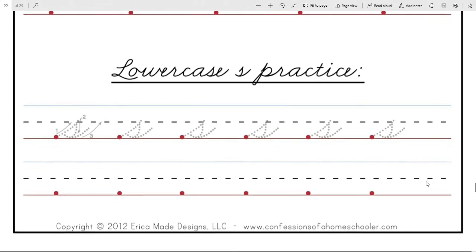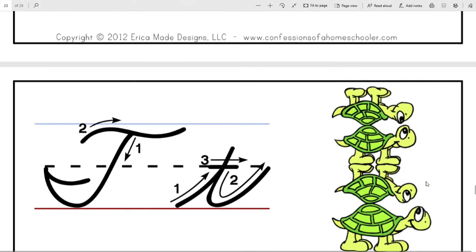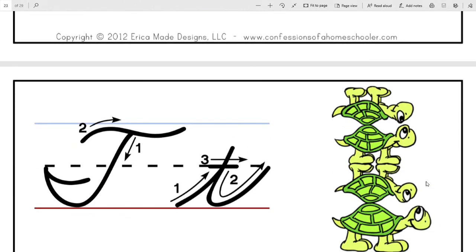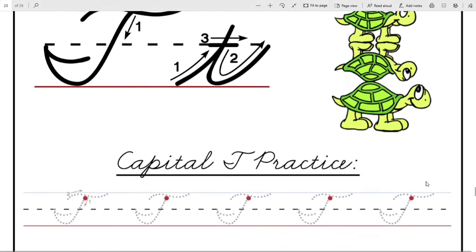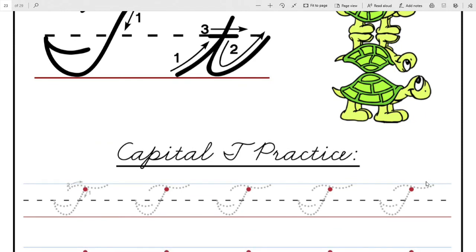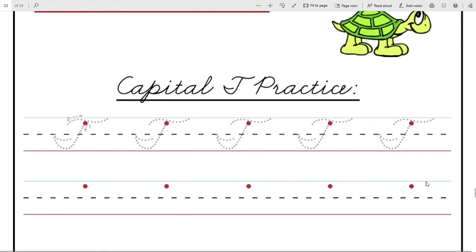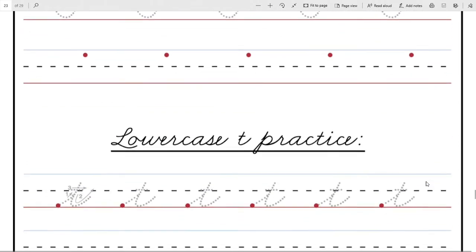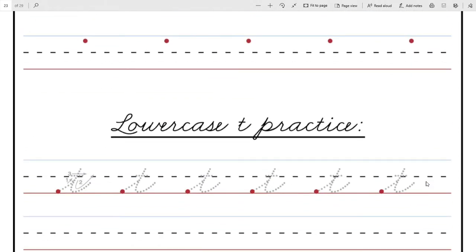Okay, next we move. The letter is T. T says T. Look at the picture. Picture is tortoise. Okay. Now we see how to write T. See, capital cursive T and the lowercase, the small cursive T. You have to write like this. Okay.